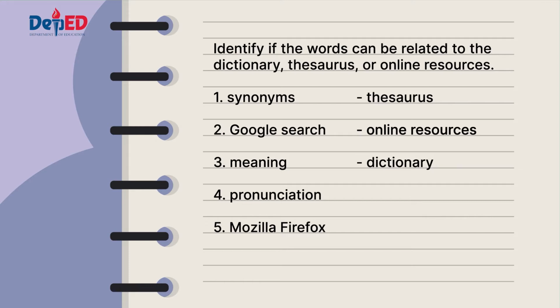For the fourth item, the answer is also dictionary. We can also find the pronunciation of words when we use the dictionary. And finally, number 5, the answer is online resources. Mozilla Firefox is a web browser we can use to find online resources.